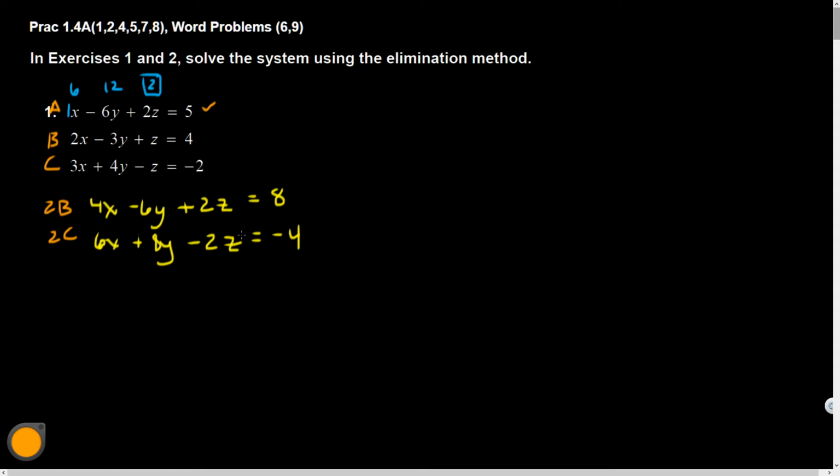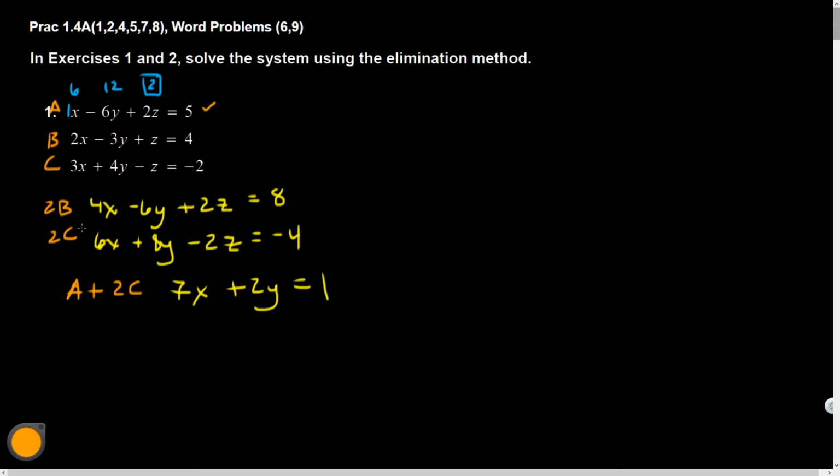And so now I'm going to eliminate the z twice in 2 different combinations of equations. And so only 2C has the negative, and so I'll have to combine it with this one to eliminate, and then again with this one to eliminate. So I'm going to do A plus 2C, so 1x and 6x is 7x. Negative 6y and 8y is 2y. The z's cancel out as we were hoping, and then 5 and negative 4 combine to be 1.